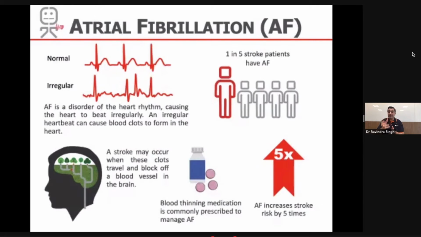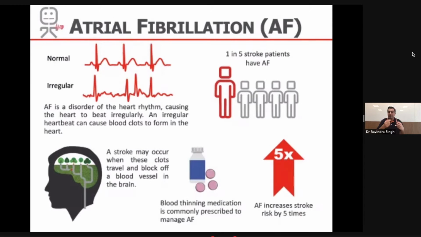Next condition, which is a very important condition, and many people are not aware of it, is called atrial fibrillation, or AF. In other terminology, it's called irregular heartbeat. You can see the ECG. A normal ECG has a pattern, but in the irregular one, there's no pattern. This irregular rhythm, or AF, is a disorder of the heart rhythm which causes the heart to beat irregularly.